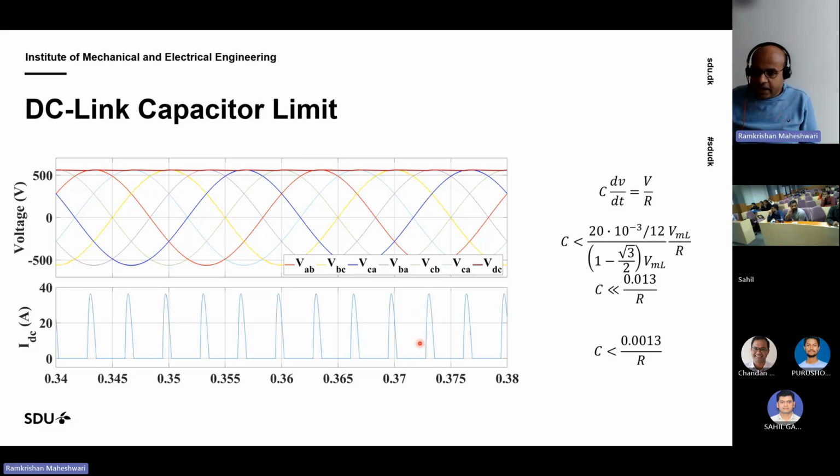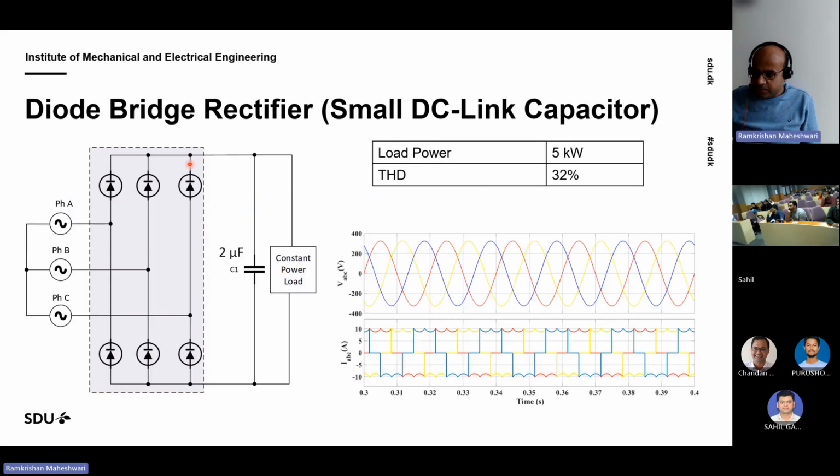Okay, and if we do so, then the output voltage, or the voltage across the capacitor, the DC link voltage, will be a DC voltage with a 300 hertz ripple, and it will directly track the maximum line to line voltage all the time. So we did some simulation for that, where I reduced it to 2 microfarad.